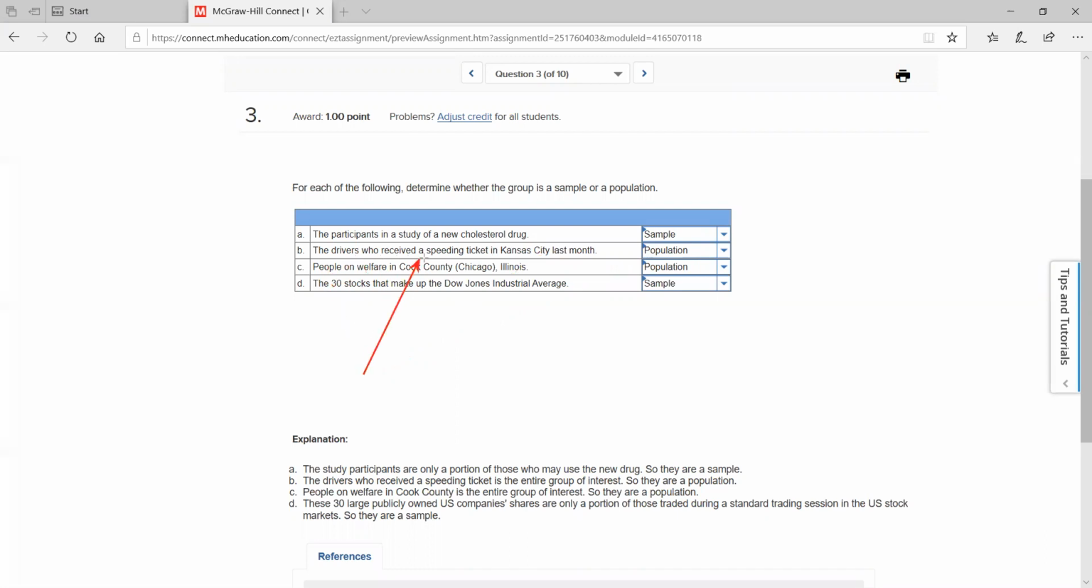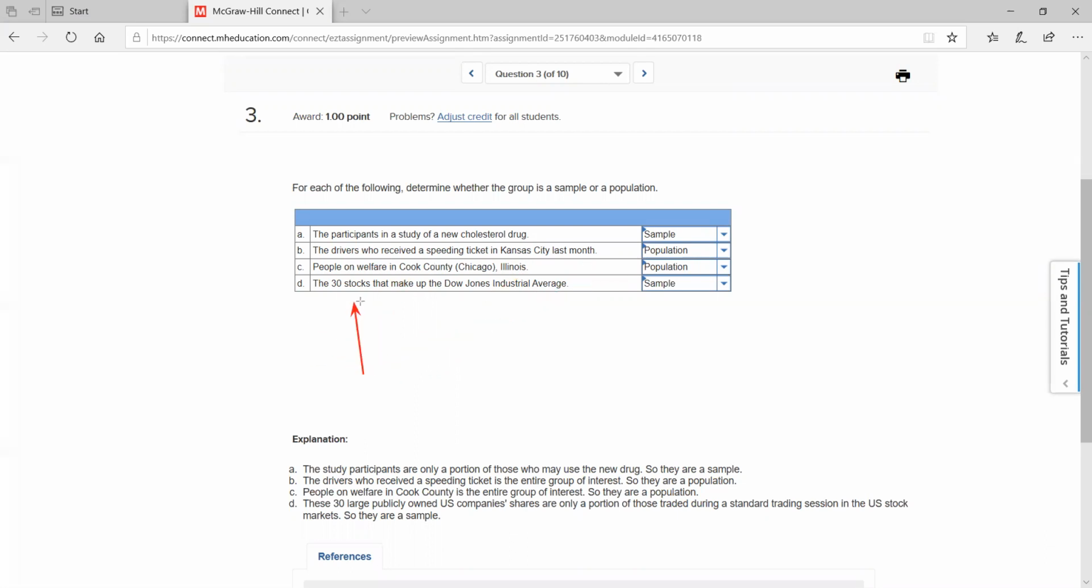The drivers who received a speeding ticket in Kansas City last month. In this case, we're talking about the people in the population of the entire group. So that's going to be population. Letter C, people on welfare in Cook County. That's the same. That's everybody in Cook County. So that's going to be the population.